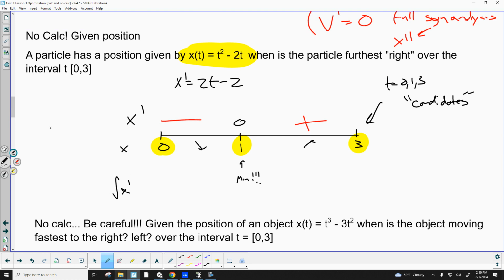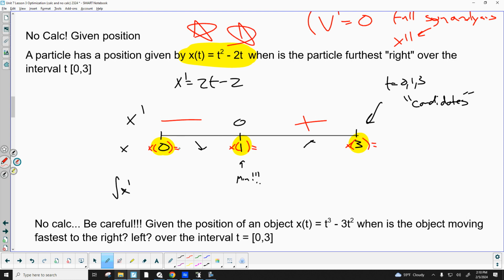All we need to do is find the positions of our 3 candidates. What's x of 0, x of 1, x of 3? Now, this is very important. Make sure you understand what you're finding. This was signs of my derivative. These are my actual positions. You plug it into the position function.